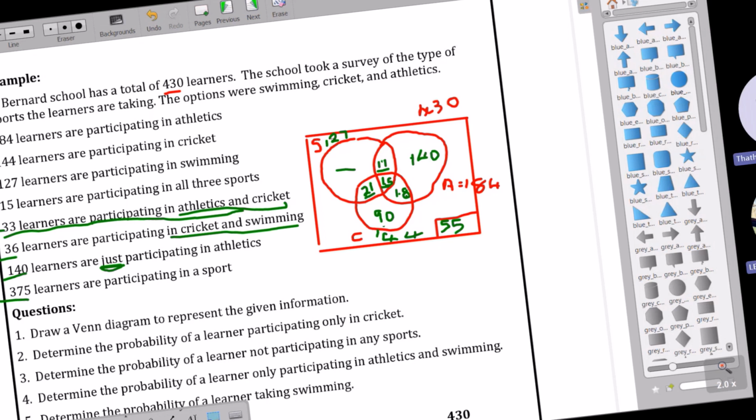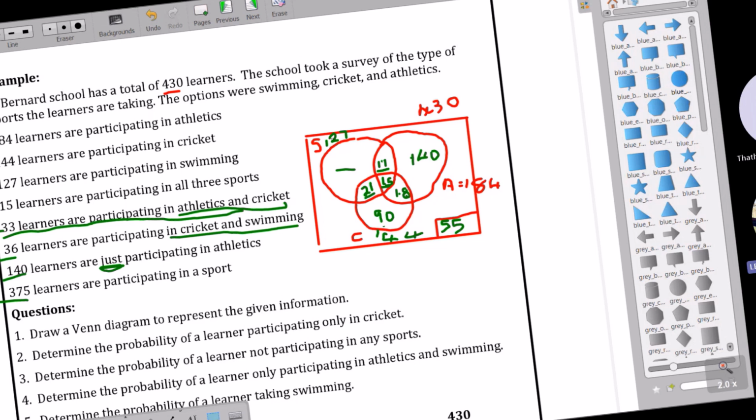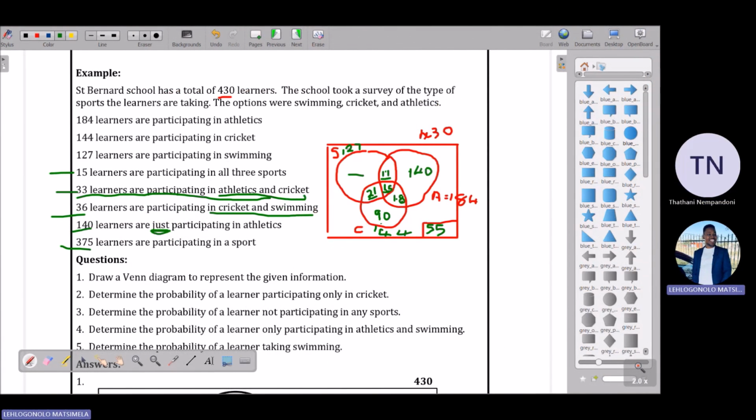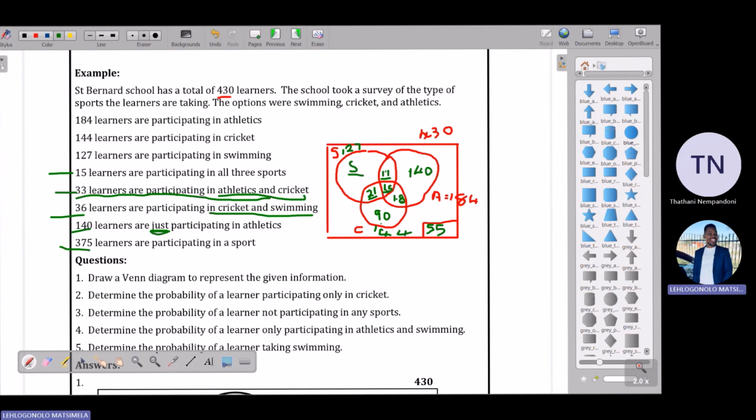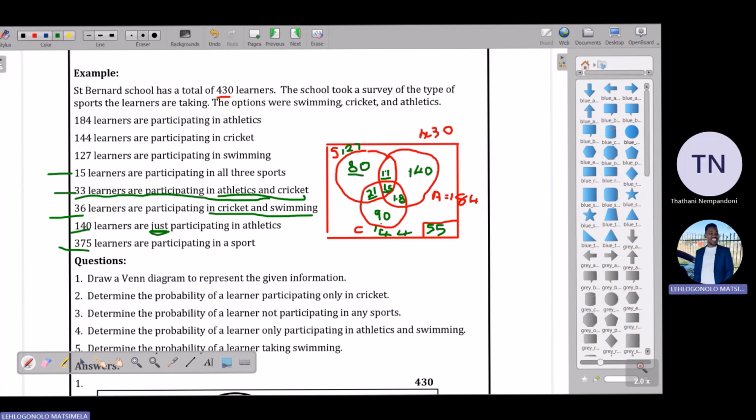Total is 127. It is 80. Okay, therefore those who are doing this sport only, which is swimming, they are 80.